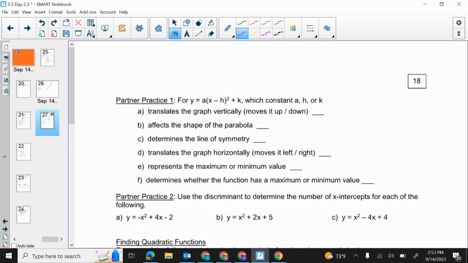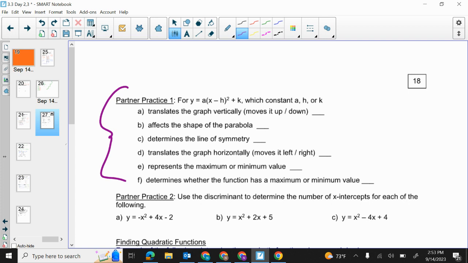Alrighty, this is 3.3, day 3, the second page of it. If you haven't yet, you should take a moment and try the partner practice on your own. Do this on your own if you haven't tried it yet, and pause the video. Okay, hopefully you come back, press play so you can see the answer.